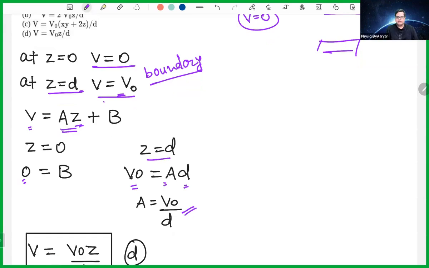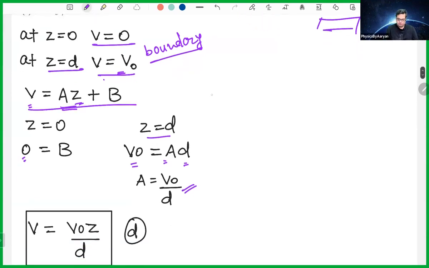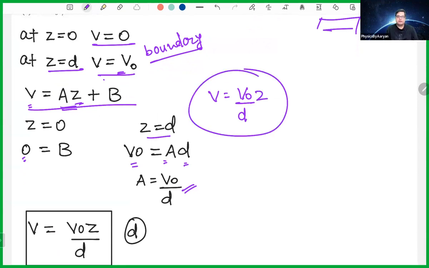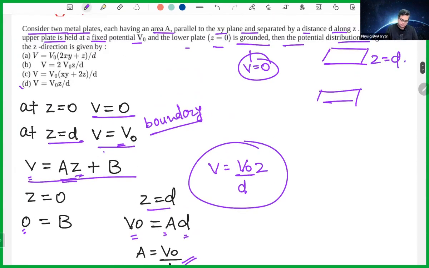Now I will put my values here. A is equal to V naught by D, and then I have Z, and B is 0. So this is my final result. The potential is going to be V naught Z by D, which is option number D. So within 1 minute, you can solve this problem if you have seen this topic before.